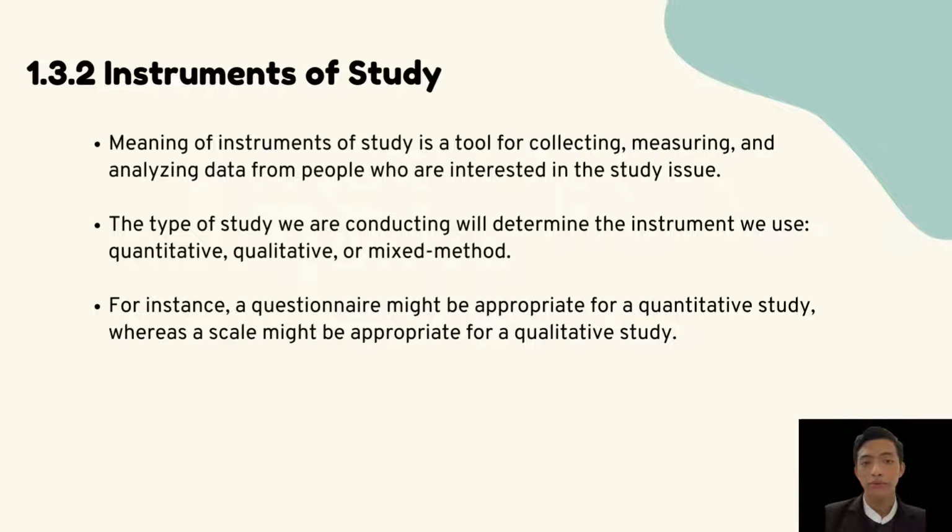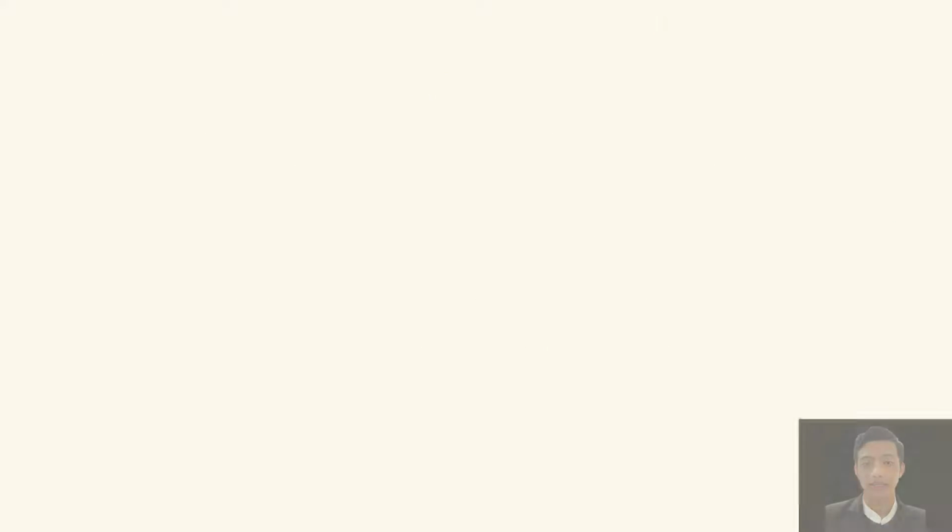Next is 1.3.2, Instruments of Study. First, instruments of study is a tool to collect, measure, and analyze data from people who are interested in the study issue. In addition, the type of study we are conducting will determine the instruments we use, which are quantitative, qualitative, or mixed method. For example, a questionnaire might be appropriate for a quantitative study, and a scale might be appropriate for a qualitative study.